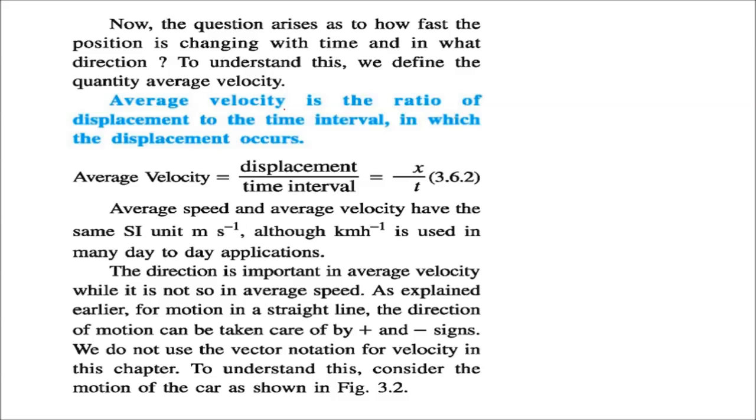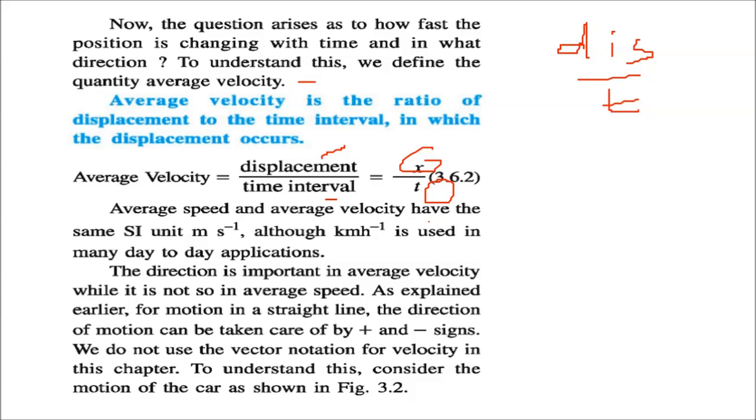So now the question is again, how fast is the position changing with time? We have to define this with the average velocity. Average velocity is the ratio of displacement. Please understand, it is displacement by the time in which the displacement has occurred. So average velocity will be displacement by time, x by t.